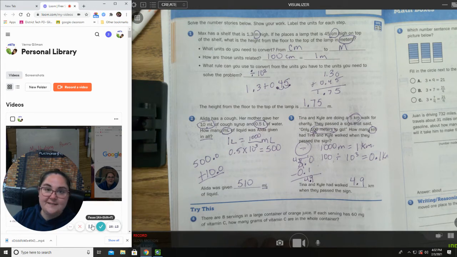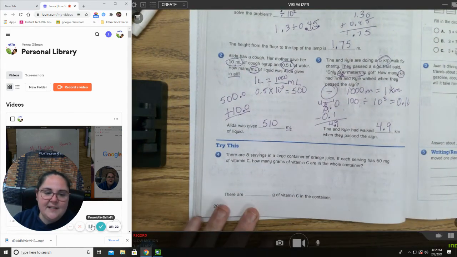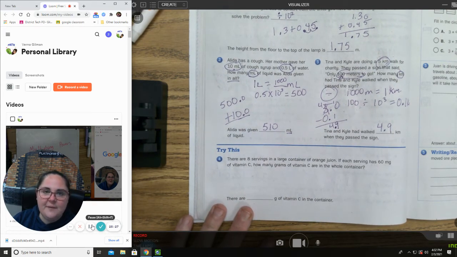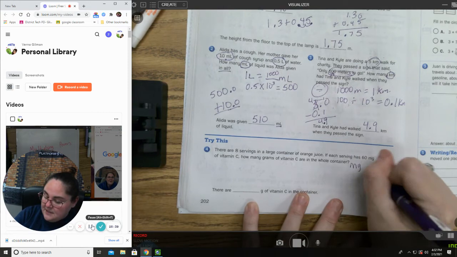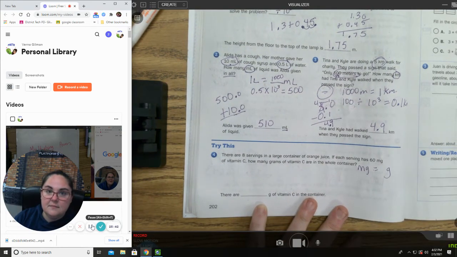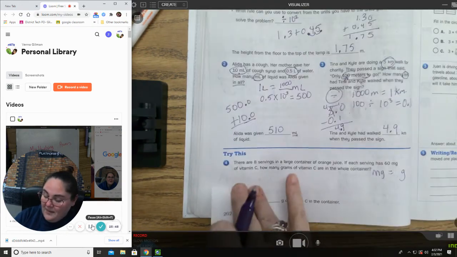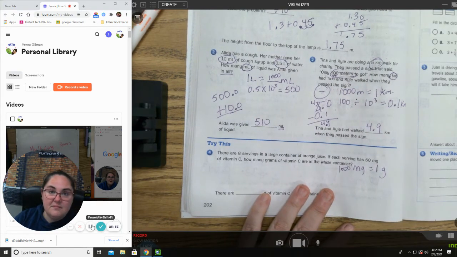I know these are tricky. I get it. Here we go, my last question. There are 8 servings in a large container of orange juice. Each serving has 60 milligrams of vitamin C. How many grams of vitamin C are in the whole container? So, timeout, freeze. I know I'm going to convert from milligrams to grams. And guess what? We've already done that on the page before. 1,000 milligrams equals 1 gram. Right?